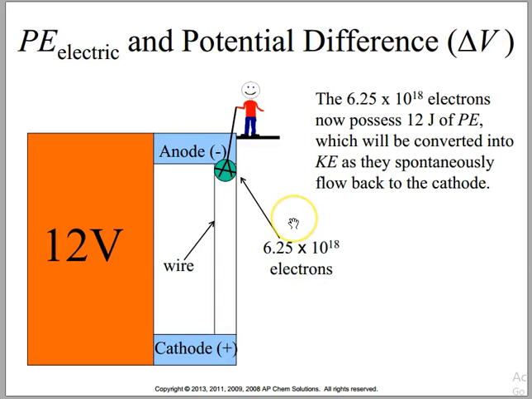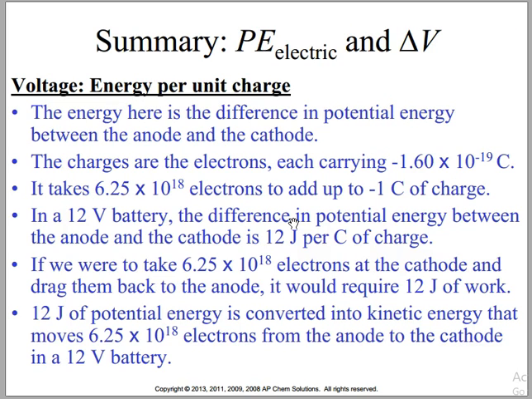So, one more thing. The amount of energy per charge is constant, no matter how many electrons go through the wire. That's a key point. All right, so let's look at voltage again. Voltage, energy per unit charge. You won't be asked to define voltage on the AP exam, but we use voltage, so we want to know what it is. So the energy here is the difference between the potential energy of the anode and the cathode.